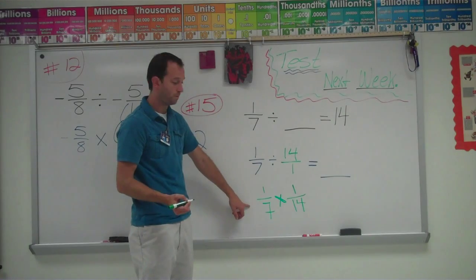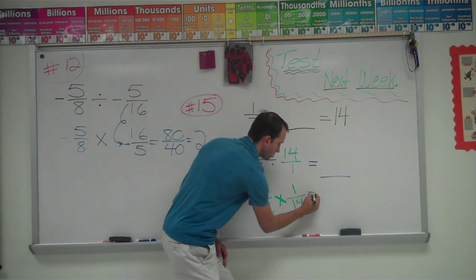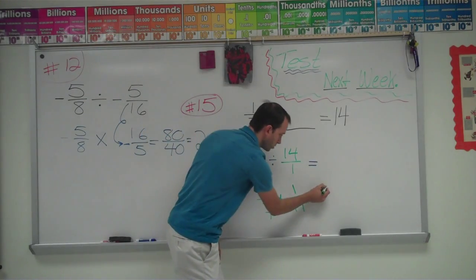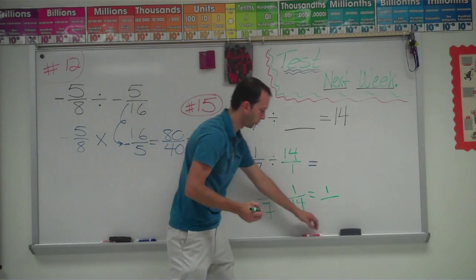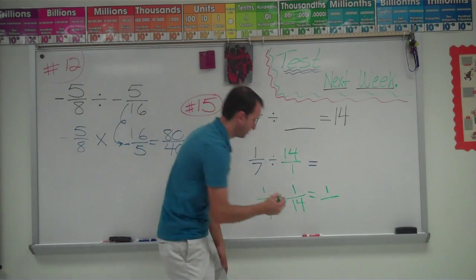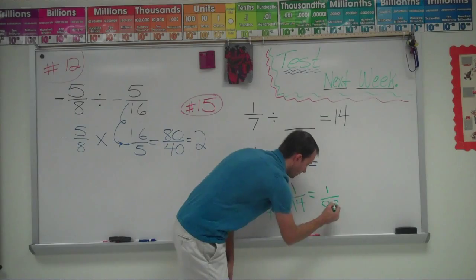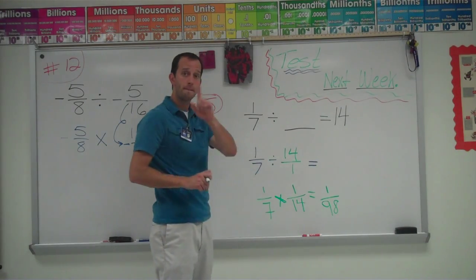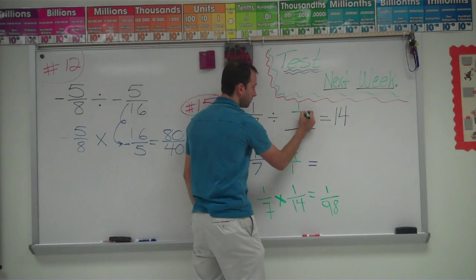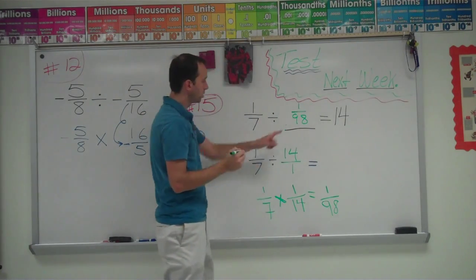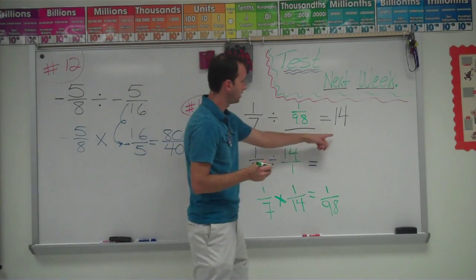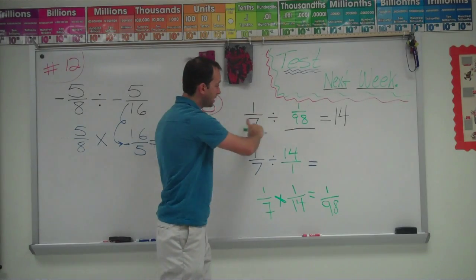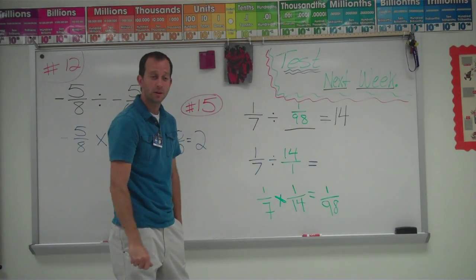Leave the first number alone. Now we can multiply across. 1 times 1 on the top. Numerator times numerator is 1. 7 times 14 is 98. 98, you might say. That's a big number. True story. It is. But 1/98 will go into 1/7 exactly 14 times. And you can flip the second and multiply here to check that if you would like.